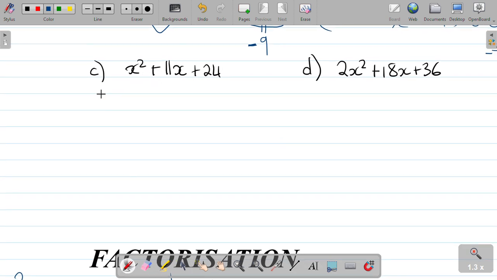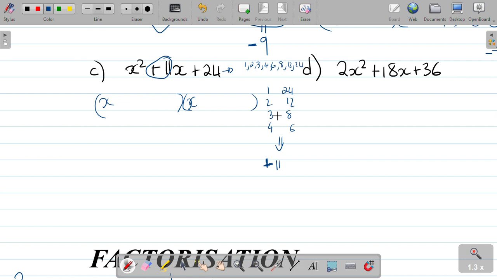Is there a highest common factor? No. So we open up brackets. We put x and x. So we take our 24. We say 1, 2, 3, 4, 6, 8, 12, and 24. We pair them together: 1 and 24, 2 and 12, 3 and 8, 4 and 6. And then we ask ourselves, do you remember step number 3? How are we going to work our factor pairs together to get a positive 11?